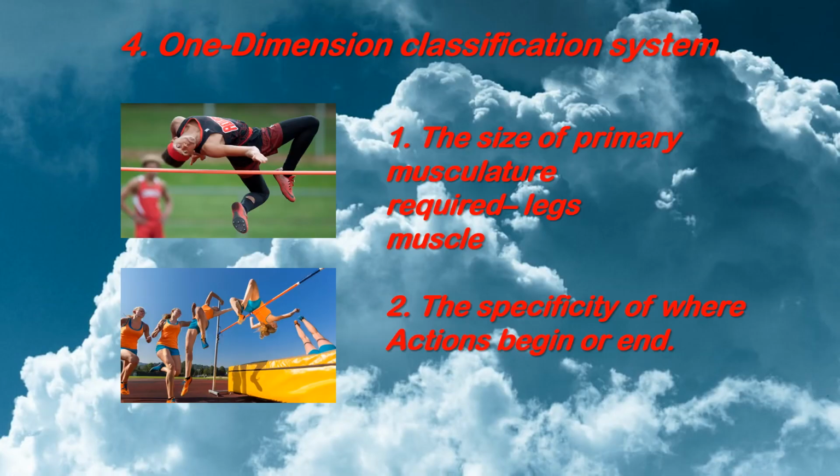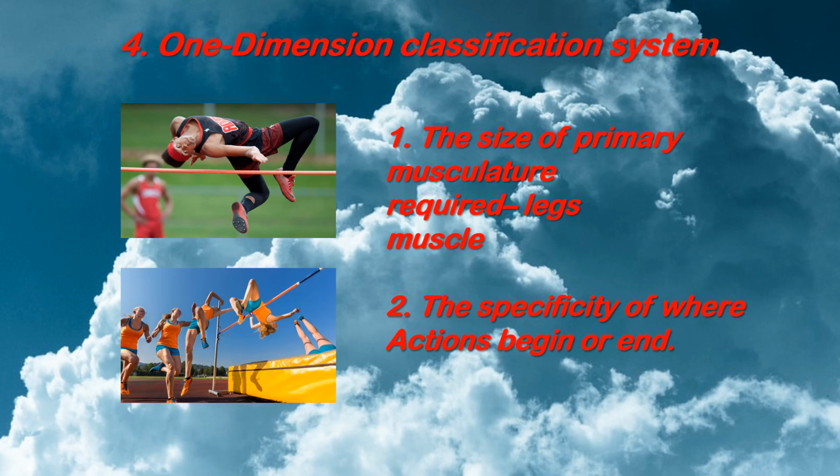Number four is one dimension classification system. First, the size of primary musculature required. The most important muscle involved in high jump is leg muscle. This major muscle plays an important role in performing jump. Athletes with strong leg muscle are more likely to perform high jump than others.